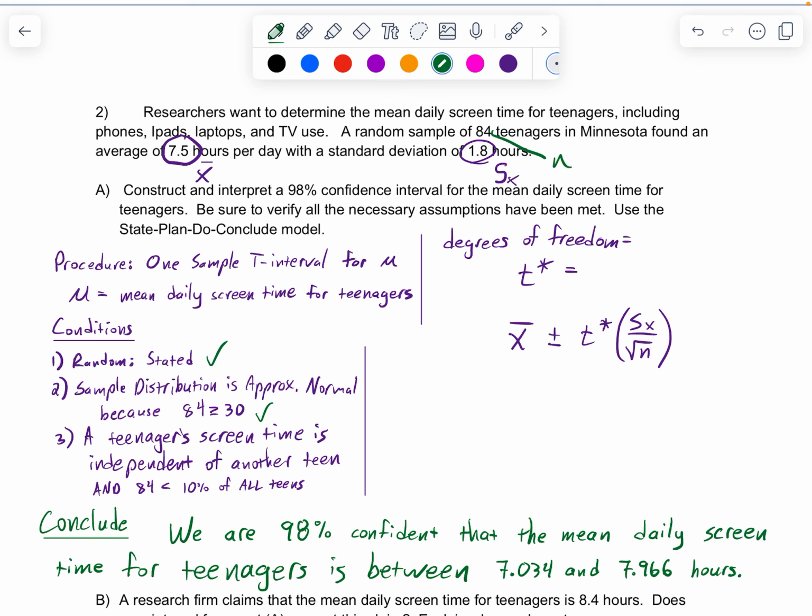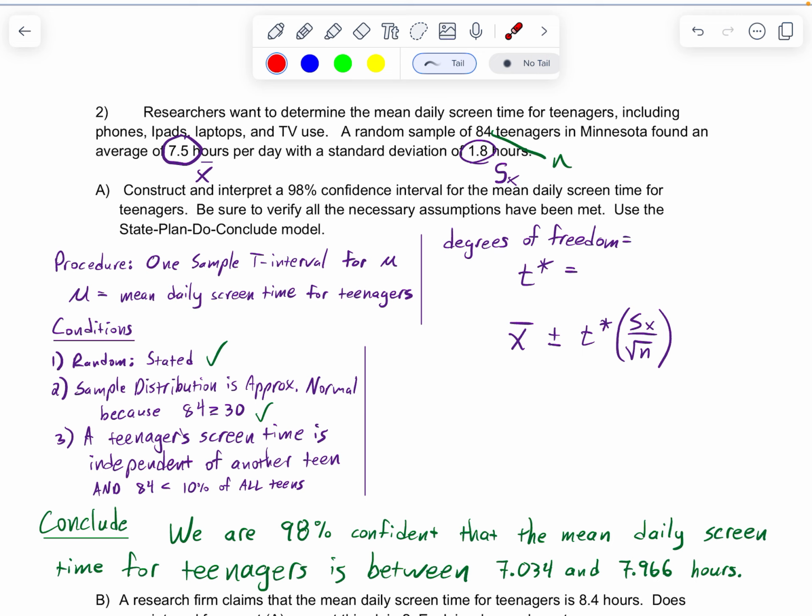Okay, 84 was the sample size up here. That is n. And then number 3 is the independence. You could say one teenager's screen time is independent of another teenager's. This is perhaps like a nationwide survey, so I could maybe argue that if two kids are friends, their screen times are kind of linked, but it's pretty safe to say this. Also, if you don't like that argument, you could also do the 10% rule. 84 teenagers is far less than 10% of all teenagers.